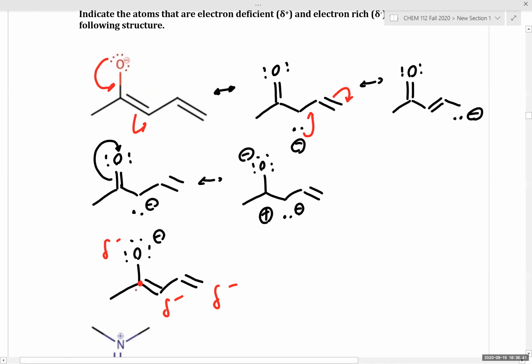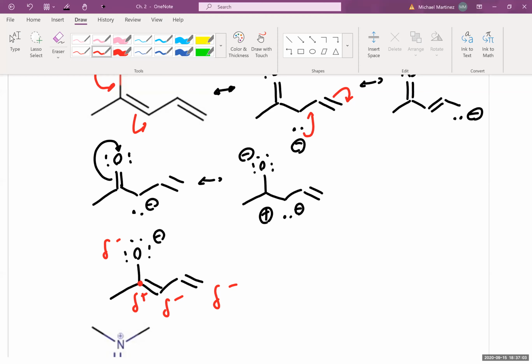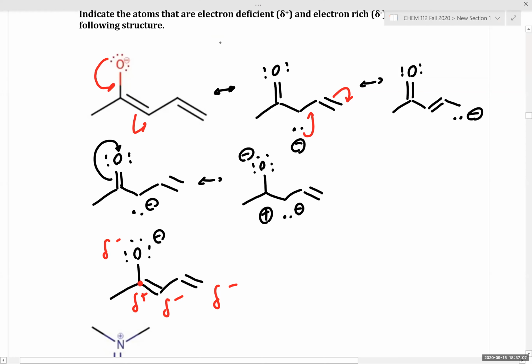What about the carbon in red? Is this carbon in red electron rich or electron deficient? It's electron deficient, so we denote it with a delta plus. So we've identified all of our electron-rich and electron-deficient atoms in the following structure using our major and minor resonance structures. Any questions on this example? Is everyone comfortable with these ideas so far?